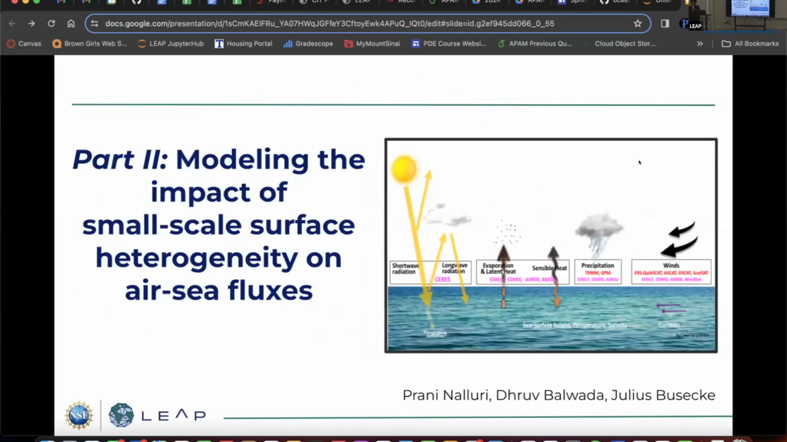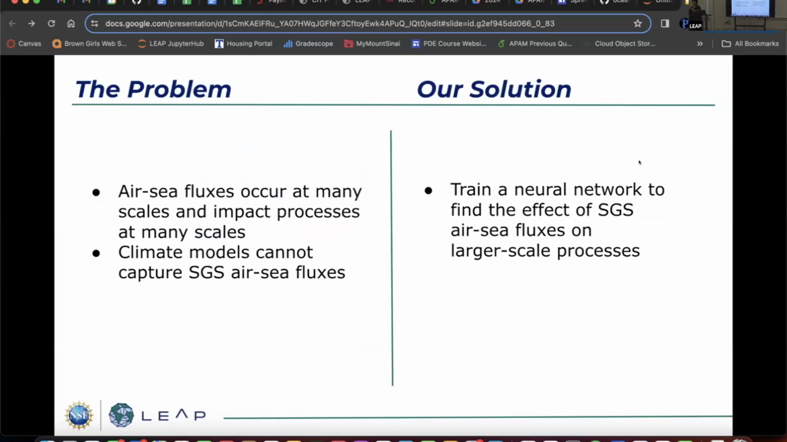Okay, part two, my research, modeling the impact of small scale surface heterogeneity on air sea fluxes. I want to start by just defining the problem, which you probably have figured out from the title already. The problem is that air sea fluxes occur at a variety of different scales, and they impact processes at scales both larger and smaller than them. Climate models obviously can't capture all the scales at which air sea fluxes occur, so they don't end up capturing the subgrid scale air sea fluxes.